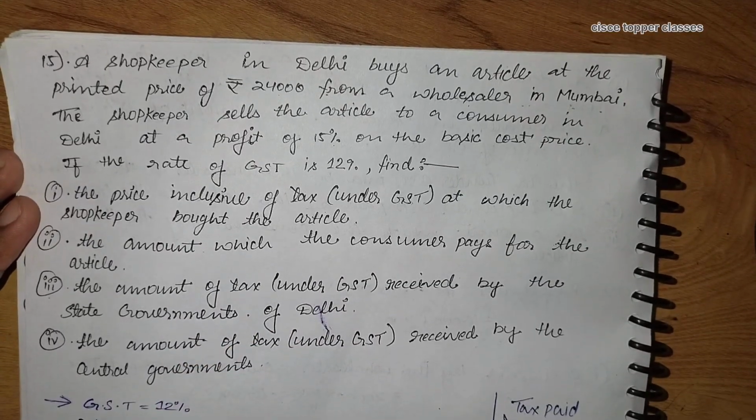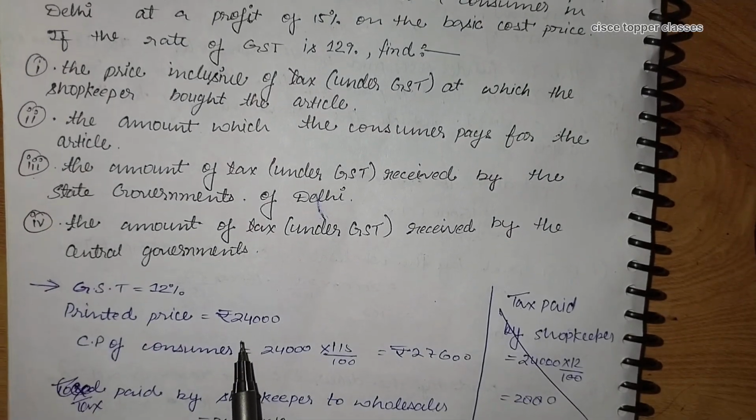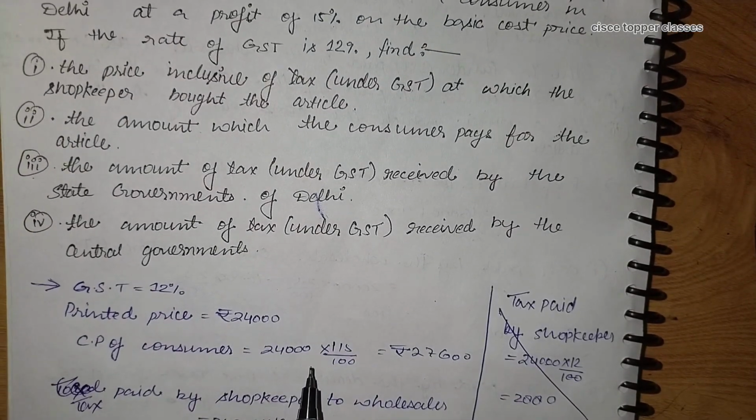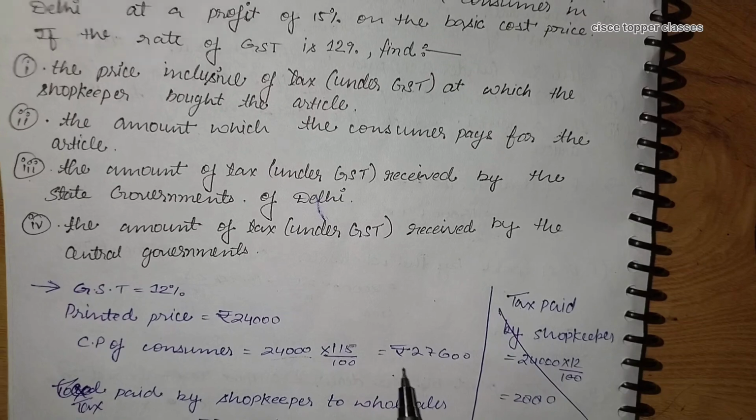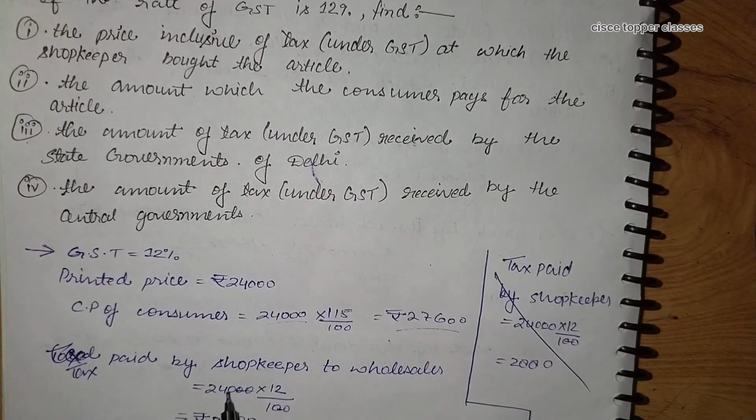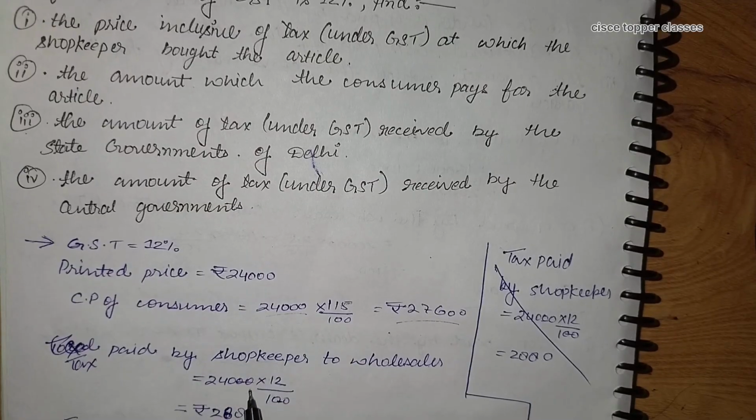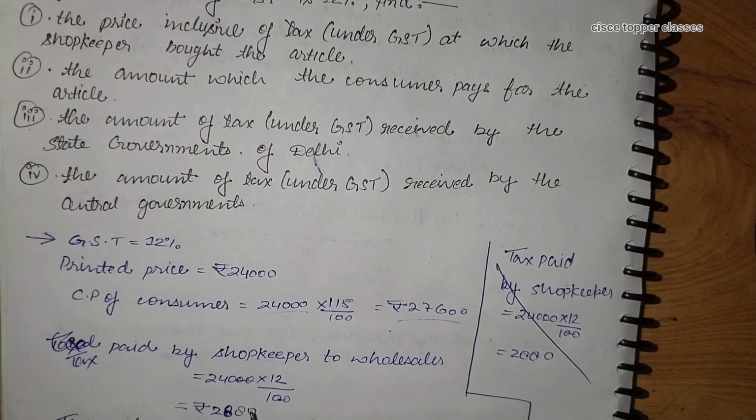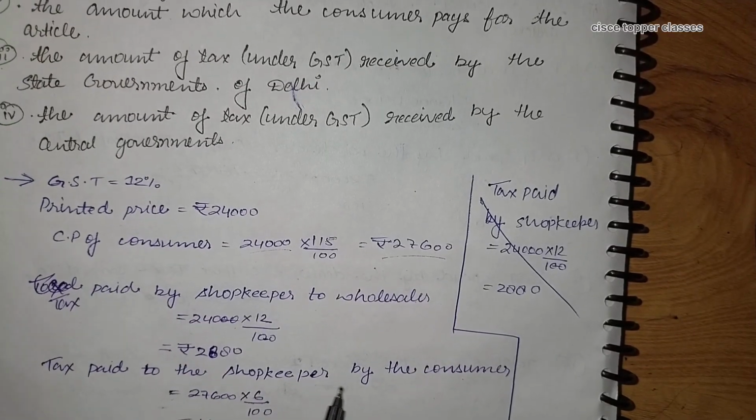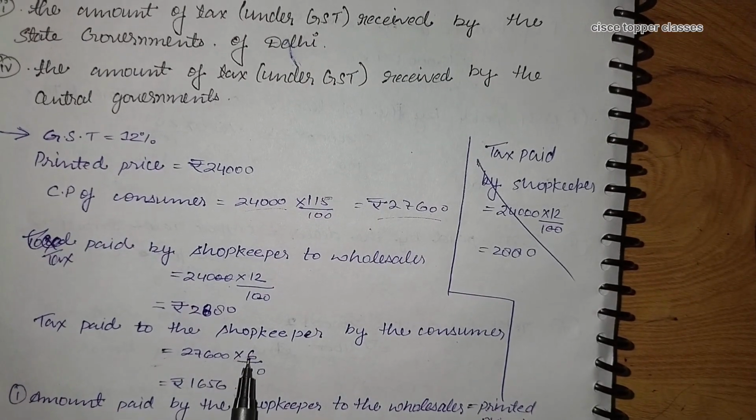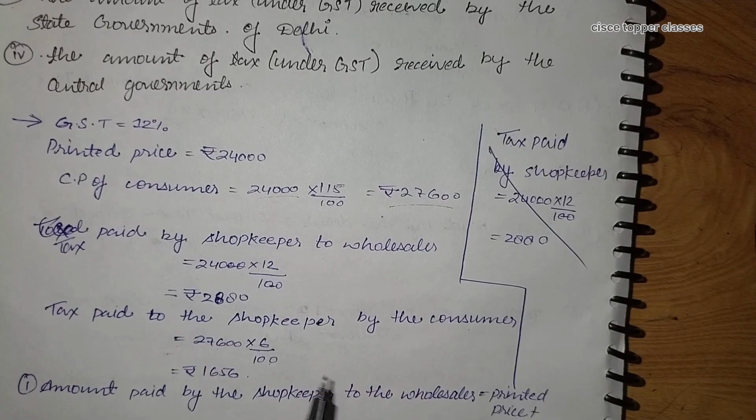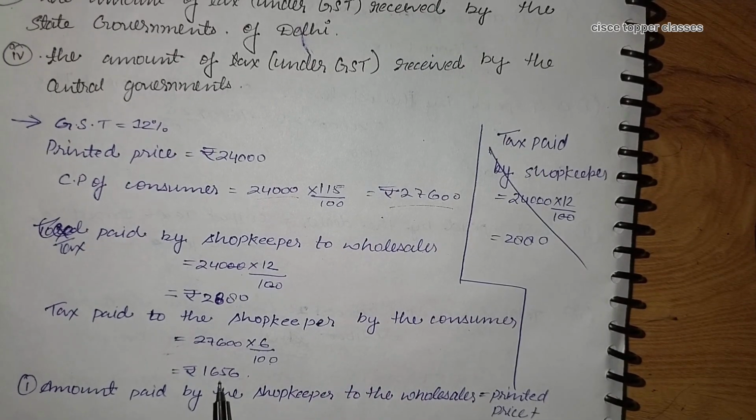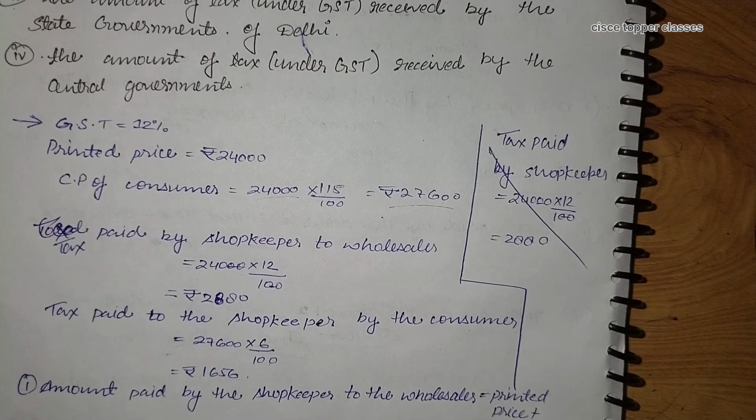For the first part, GST is given as 12%, the printed price is 24,000, and the cost price for the consumer will be 115% of that 24,000, which means 27,600 rupees. Tax paid by the shopkeeper to the wholesaler will be 24,000 into 12 divided by 100, which is 2880. Tax paid by the consumer to the shopkeeper will be 27,600 into 6% divided by 100, because it became intrastate here, which is 1656 rupees.